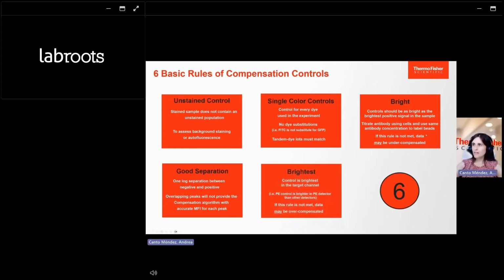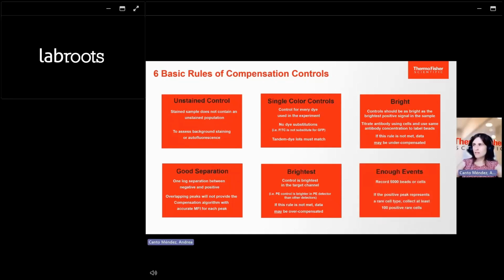Then, the fifth rule is to have your control always brightest in the desired channel. So, for example, your PE control has to be always brighter in the PE detector than in any other detectors. Going back to the example in the previous slide, our PE Psi 5.5 control has to be brightest in the PE Psi 5.5 detector and not in the PE Psi 7 detector. If this rule is not met, then the data might be overcompensated.